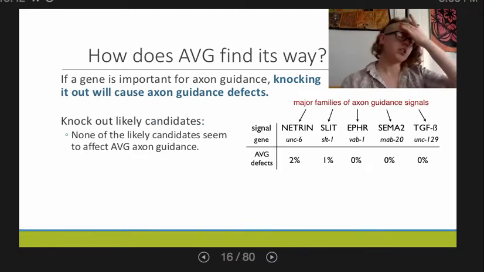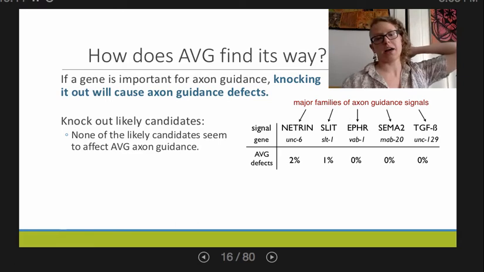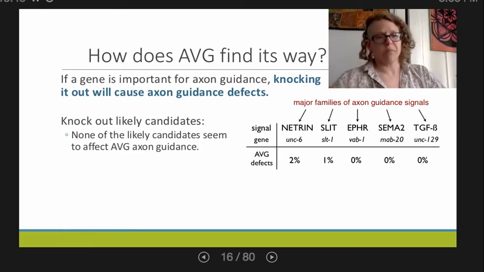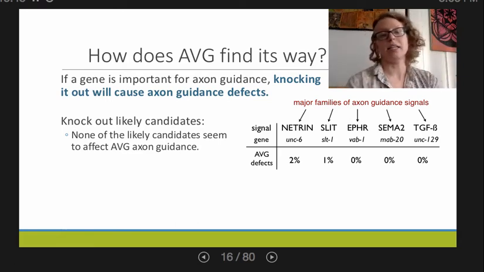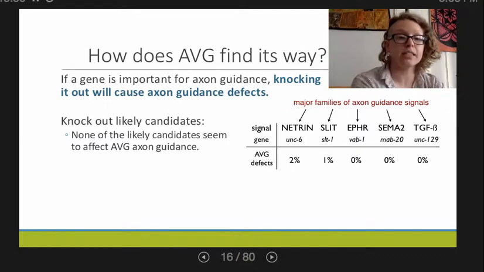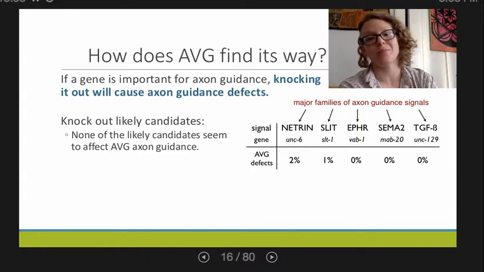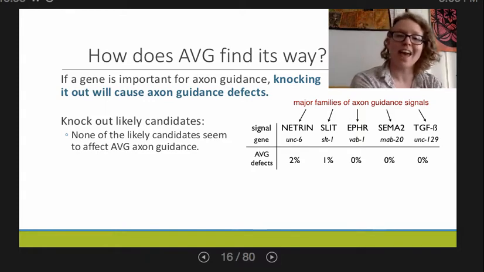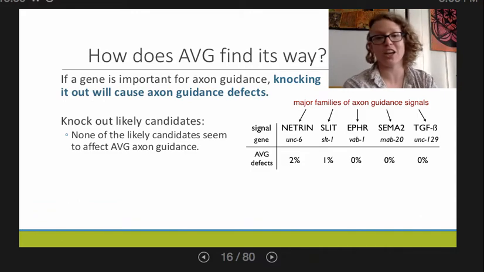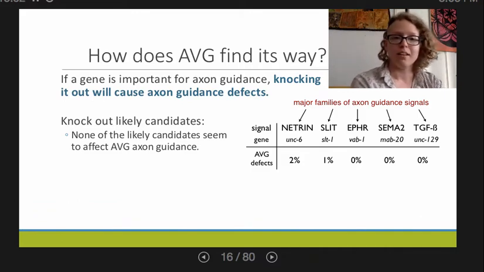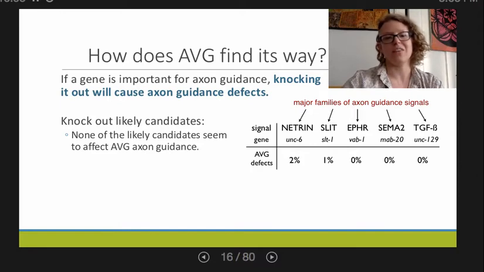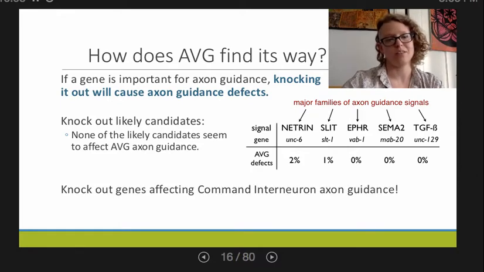So that first easiest option, knock out likely candidates, something we did, and it didn't work. None of those likely candidates seem to affect AVG axon guidance. Here's a little smattering of them. You might recognize some. There's netrins and slits and ephrins and semaphorins and TGF-beta. And none of them have really any significant AVG defects going on.